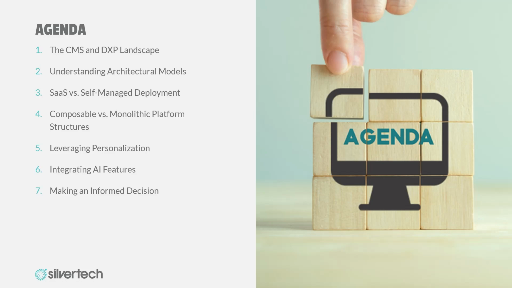Composable versus monolithic platform structures. Do you go with a partner who is trying to do everything themselves, or do you go with a partner who is buying best of breed and then wiring everything up for you so that you don't have to worry about integrations? What are the pros and cons there? Personalization, how to leverage that, what platforms come with personalization, where you might have to do it yourself. Integrating AI features, the hottest new buzzword for the last year and a half. Where can you actually integrate AI in a way that really adds value to your platform?